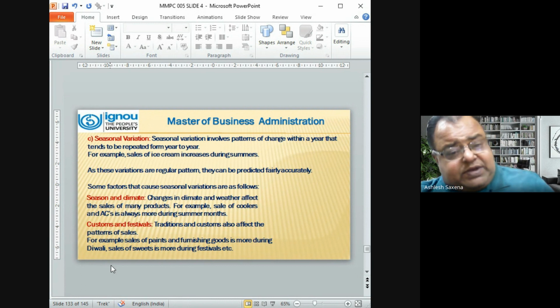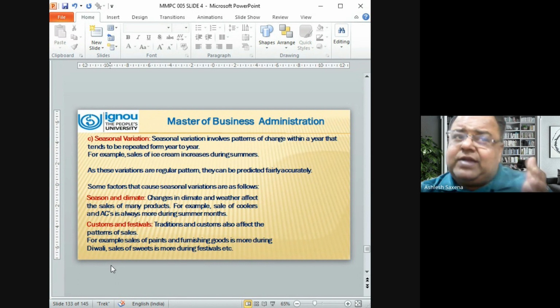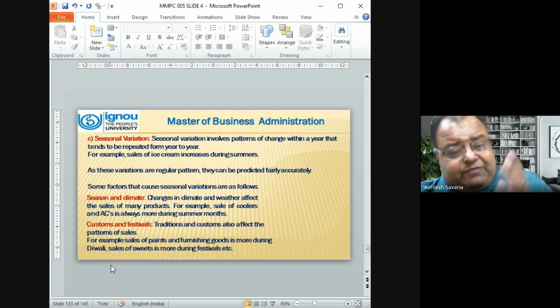Number two, customs and festivals. Traditions and customs also affect the pattern of sales. For example, sales of paints and furnishing goods are more during Diwali. Sales of sweets are more during festivals.